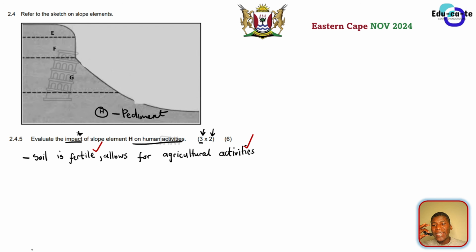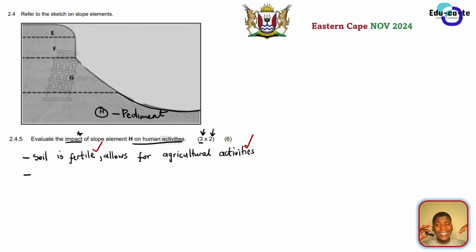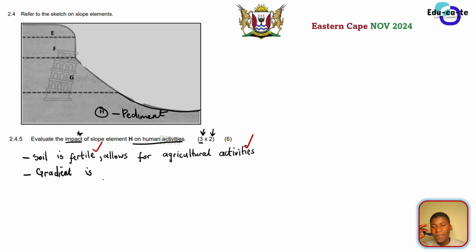All right. And then now, what other impact can the pediment have on us? You know that the pediment, in terms of gradient, has got more of a gentle gradient. It is slightly concave, but here on top you can see it's a bit steep. As you go down, most of the pediment is kind of flat. So we can say that the gradient is gentle. That's a cause.